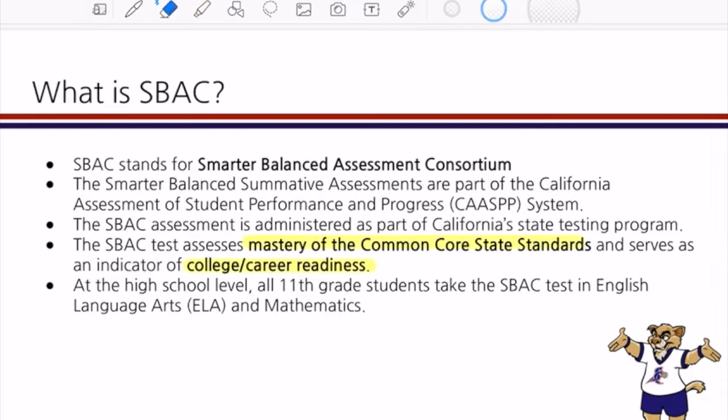At the high school level, all 11th graders take the SBAC test in English Language Arts, so that's ELA, and then also in math. Go on ahead and make a note on your paper for this one that there's two parts to the test, English Language Arts and mathematics, and that all 11th grade students take the test.